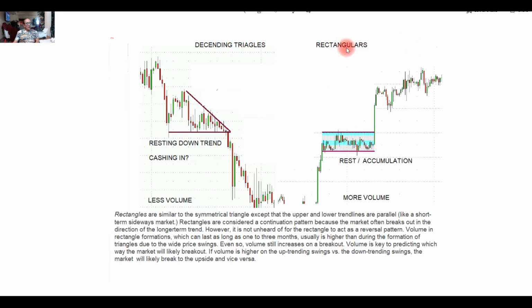Then you get rectangular, like I told you before. They go up, it rests. So we could have an accumulation going on here where there are guys buying and others selling, and those that are buying, they're expecting it to go up. We don't know yet, but that's the way it is.